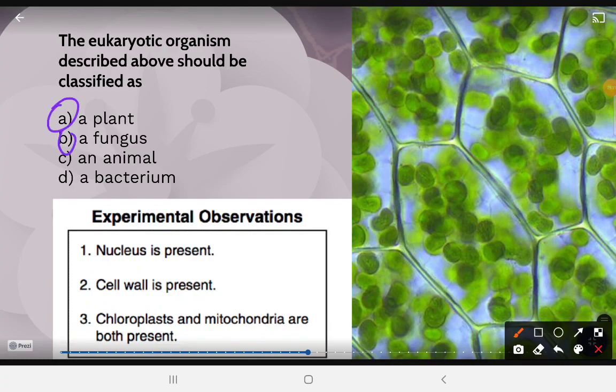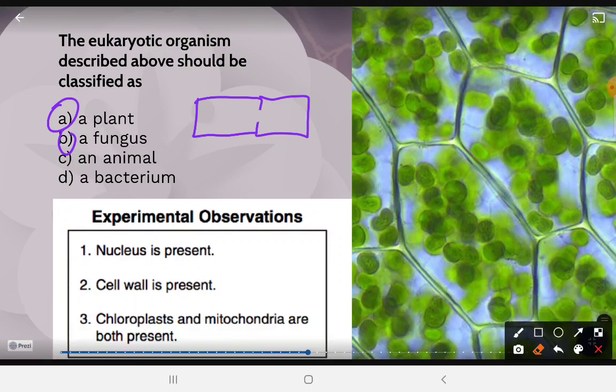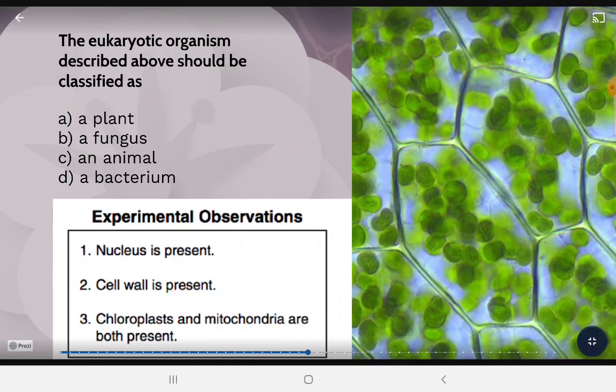Now, if it was a fungus, which I have seen on the SOL, they would look like this, but there would be a little space in between called a septa, and that is because fungi often have septin. They have little openings between them, and the cell wall would be made of something that we call chitin. So if you ever see that, it is a fungus.